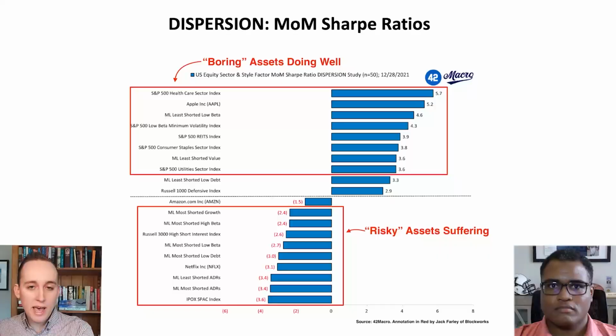But recently, Darius, we've seen that risk assets have been performing very poorly. You have a fantastic analysis of something you call a convergence trade, the dispersion between what's doing well and what's doing poorly. You note that over the past month, things like healthcare, low-beta stocks, consumer staples, and Apple, very safe, very boring assets, have been doing very well. Likewise, the riskiest stuff, Netflix, shorted foreign stocks, the SPAC index, and the Russell 3000, has been doing very poorly.